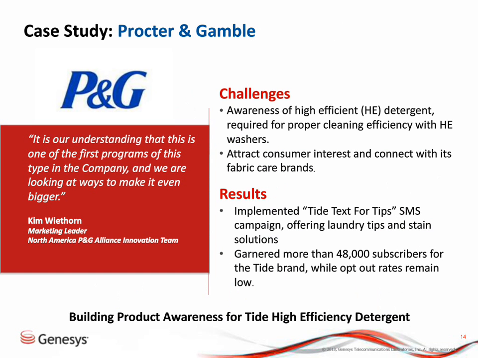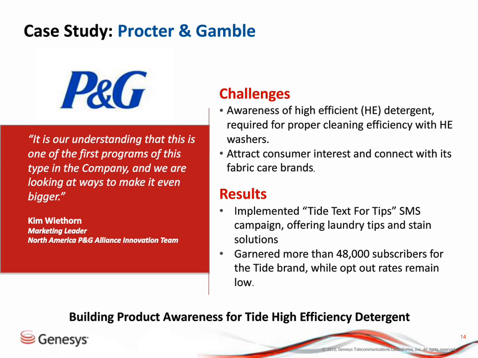Let's look at a case study now of a company who decided to proactively reach out via SMS. So, obviously, there's a plethora of ways to implement this second step of proactive engagement. But what Procter & Gamble decided to do is to make sure that their customers knew that high-efficiency detergents were required to get the proper cleaning efficiency with high-efficiency washers. And they also wanted to make sure that consumers looked to Procter & Gamble to provide their fabric care needs.